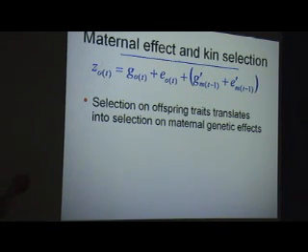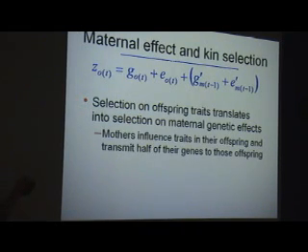Well, if we select on offspring traits, part of what we're selecting on is their own genes, but of course they're going to inherit some of these genetic effects. So selection in offspring is not only going to shift the distribution of direct effects, the genes that directly affect the phenotype, but it's also going to shift the distribution of maternal effect genes, because these individuals will inherit some of these genes that affected their phenotype. So this is the kin selection part: the fact that selection on this phenotype in offspring will change the distribution of maternal effect genes.